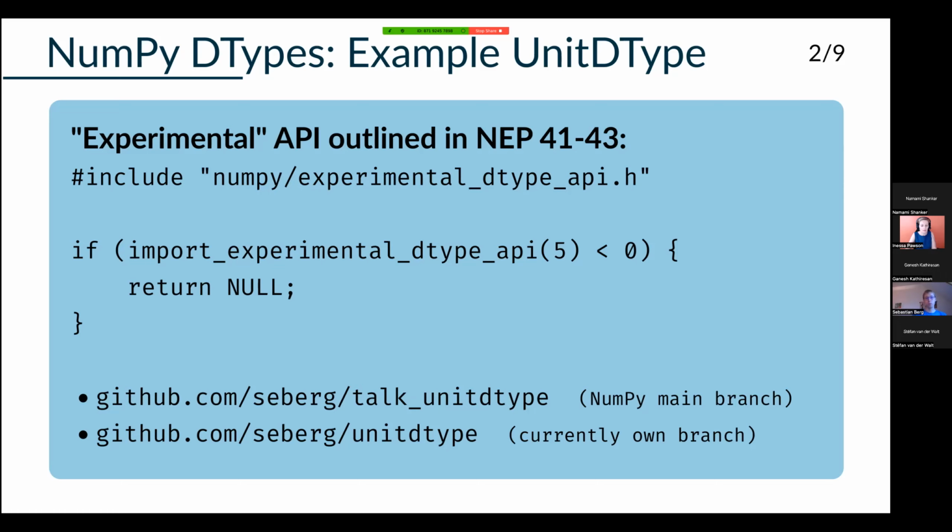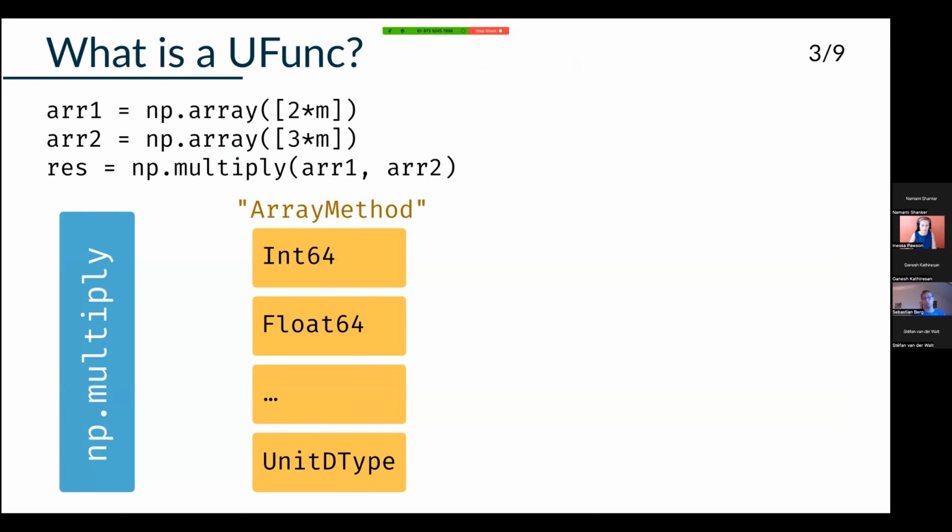So what we want to do is also do math. We don't just want the UnitDType, but we also want to, for example, multiply UnitDType arrays. So the user can create one array, array 1, with 2 meters in it, create an array 2 with 3 meters in it, and then write result equals np.multiply and multiply those two arrays.